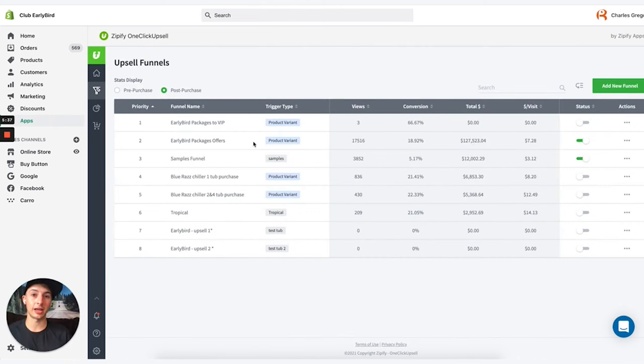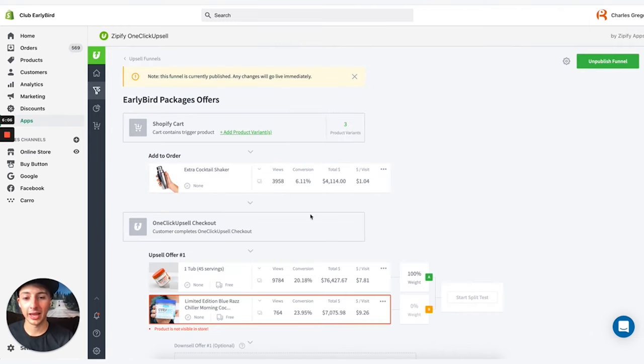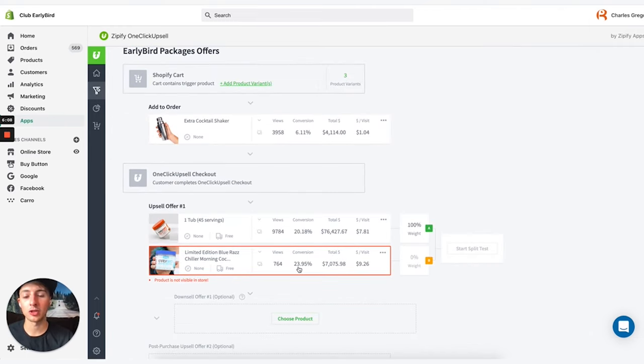We actually still had some tubs left, so we offer that post-purchase. By doing that, we found that we had almost a 24% take rate on the post-purchase offer, and it brought in $1.50 extra per visitor.